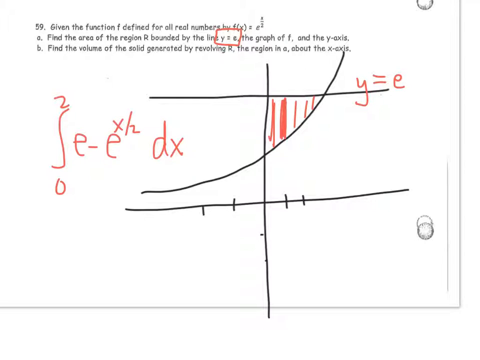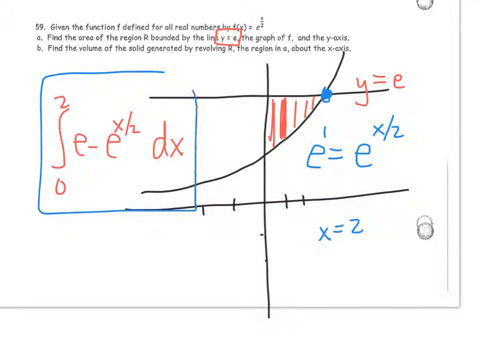Okay, so this is along the x-axis, so you're trying to figure out this point over here. And so you're trying to figure out where those two functions match up. So e equals e to the x over 2 power. Those match up when 1 equals x over 2, or x equals 2. So this point over here occurs at 2 along the x-axis. And so that becomes your answer for A.